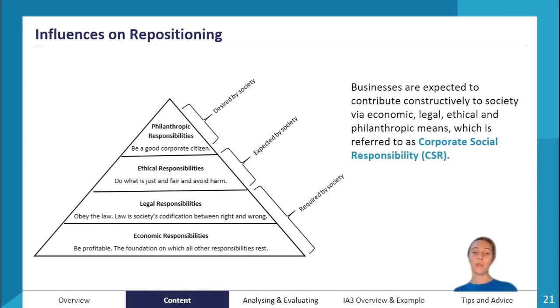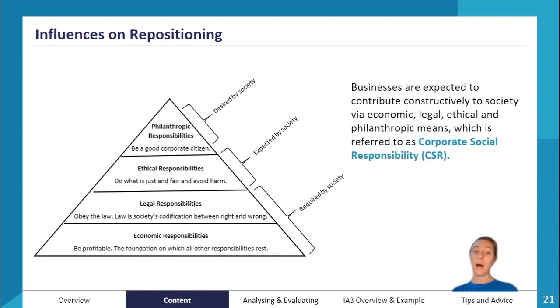Then we go up a level to what's expected by society. So ethical responsibilities: do what is just and fair and avoid harm. So if we think about the treatment of workers, fair wages and good working conditions, and all of those things that are under that ethical kind of banner, that is what society expects. It's not necessarily a requirement. Of course, there are businesses out there that do the wrong thing, but it is what most people expect from the businesses that we have in our society.